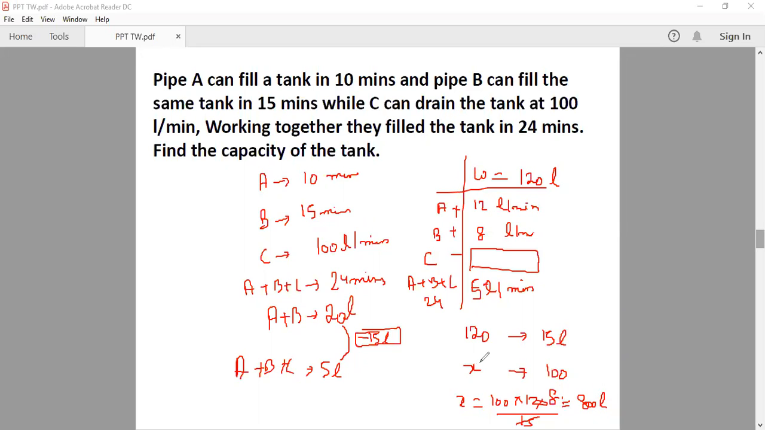See, A plus B 20 कैसे हुआ? क्योंकि हमें दिया हुआ है A 12 करता है, B 8 करता है. तो अगर A 12 लीटर भरता है, B 8 लीटर भरता है, तो A plus B कितना होगा? 20 होगा. बट A plus B plus C टुगेदर कितना था? सिर्फ 5 था, विच मीन C कितना नेगेटिव है हमारे केस में? C नेगेटिव है 15 का. अब क्योंकि C 15 का नेगेटिव है, हमारी टोटल कैपेसिटी थी 120, तो C आया 15. अब क्योंकि हमें C 100 दिया हुआ है, तो टोटल कैपेसिटी कितनी होगी? This is the question. Is it clear now?